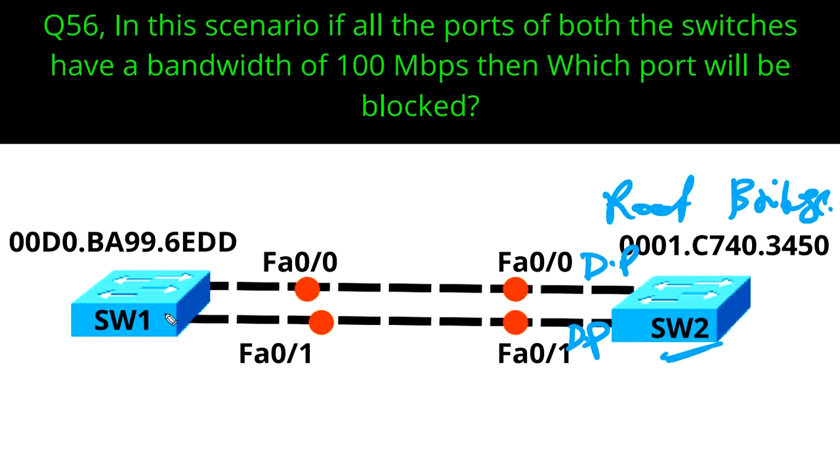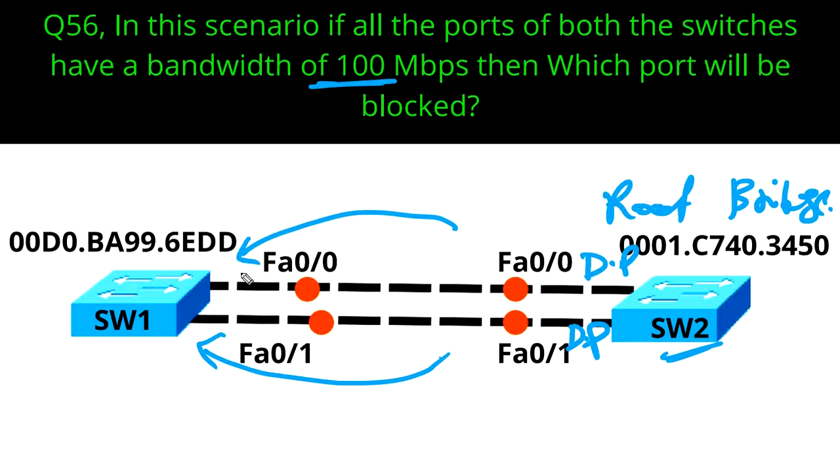So guys, when switch 1 receives a superior BPDU on this interface as well as on this interface, it will check on which interface it is receiving the superior BPDU. This switch will first compare the designated bridge ID. The designated bridge ID will be the same in both BPDUs. After that, this switch will check cost. The cost will again be a tie because both links have a bandwidth of 100 Mbps. Then this switch will check the sender port ID, or you can say designated port ID.